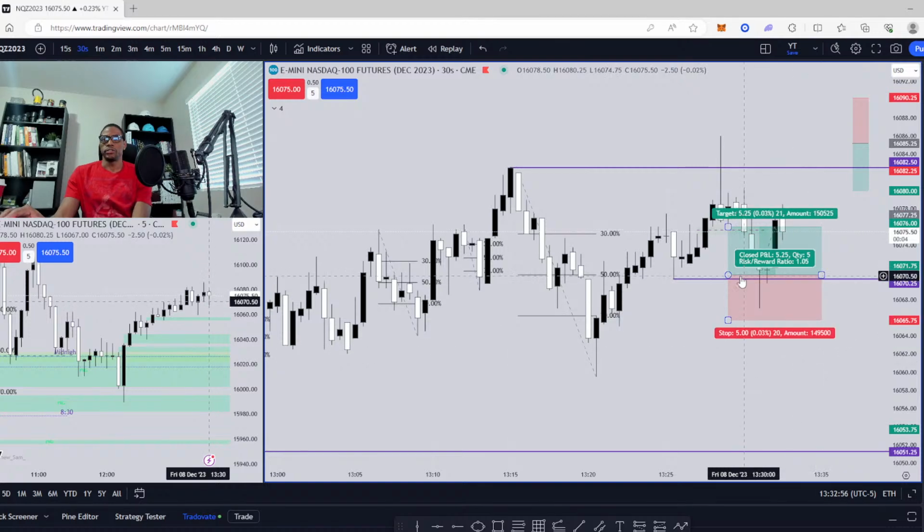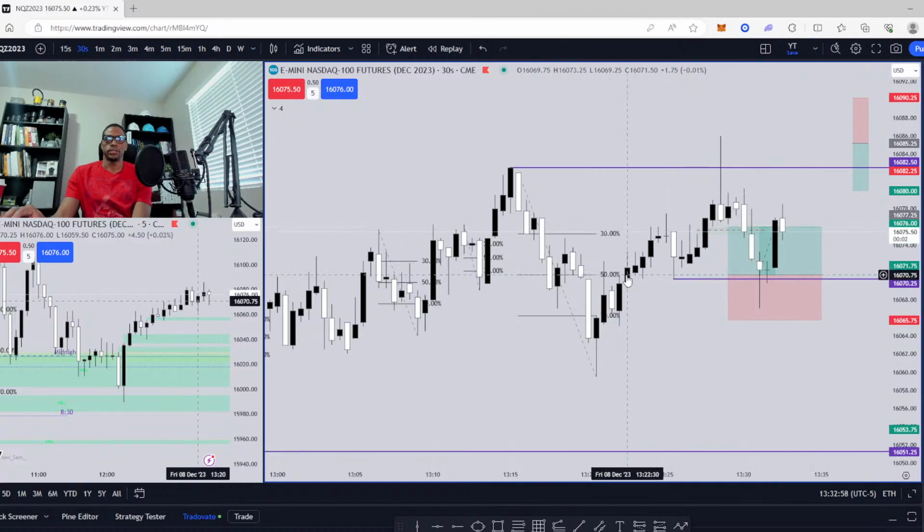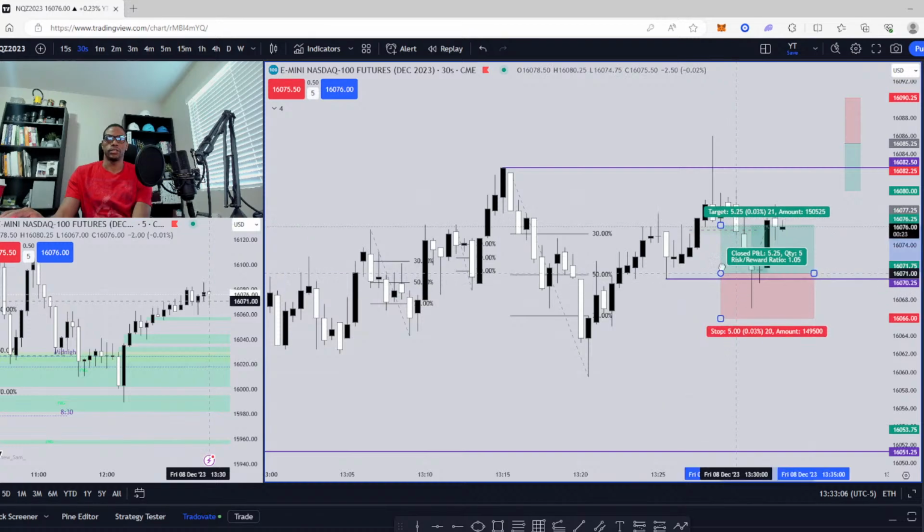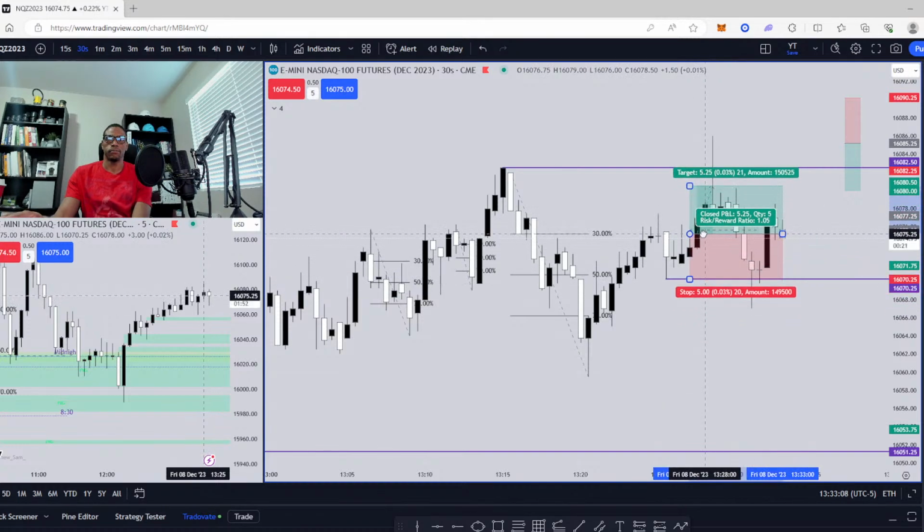But even here, you can see if you take the entry at 50%, the 5-point stop loss is just a hair below 70%. That's why taking this at 30% is such a risky play. Because just below 50% would have been the stop out.